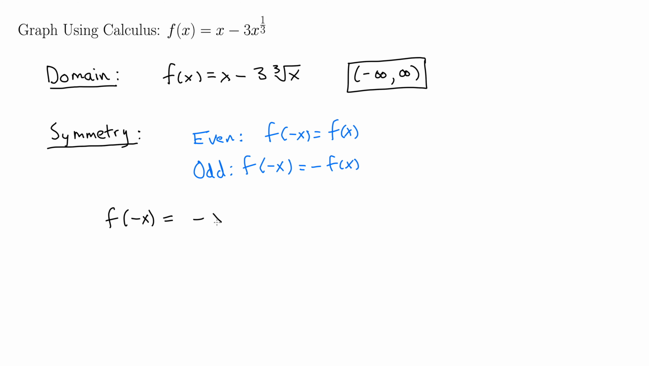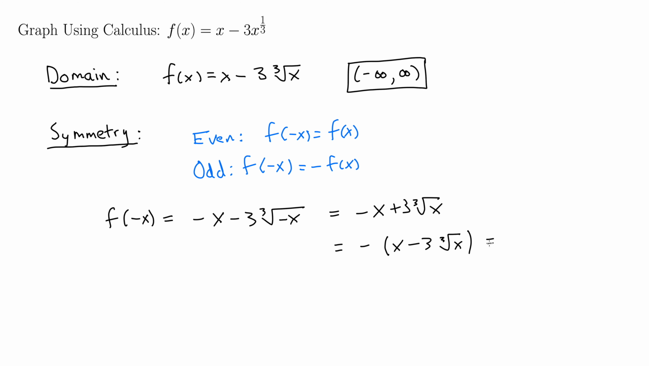So here we have negative x minus 3 times cubed root of negative x. Well, since it's a cubed root, that negative comes out. So that gives us negative x plus 3 cubed root of x. Well, now we can factor a negative out to the front of this whole thing. We get negative x minus 3. Oh, sorry, this should be cubed root up here. 3 cubed root of x.